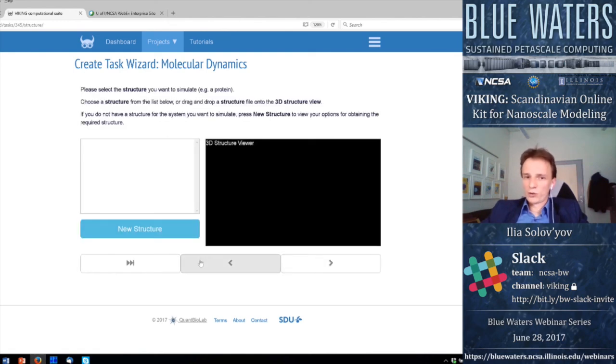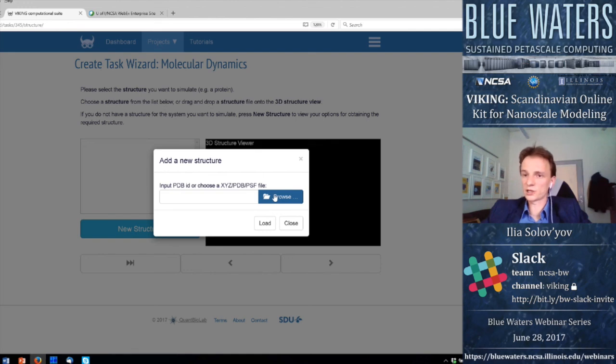Then I go to the next step of the wizard, and at this stage I need to define the structure of interest that I would like to investigate. As I announced, I want to study a simple protein, ubiquitin, and I can do so by clicking the new structure button. Here I have the possibility either to upload the structure file of the protein, or I can download it directly from the protein data bank.